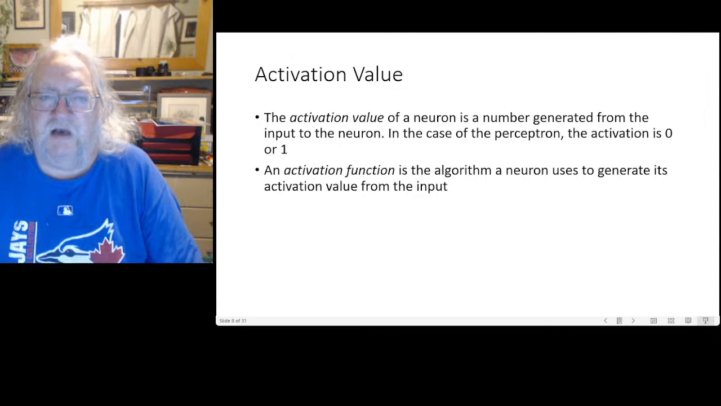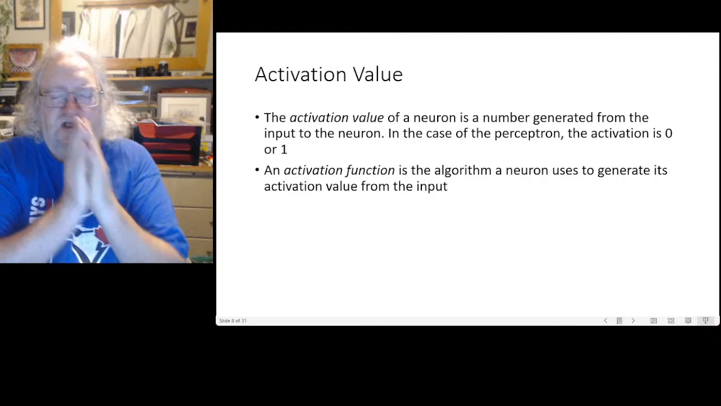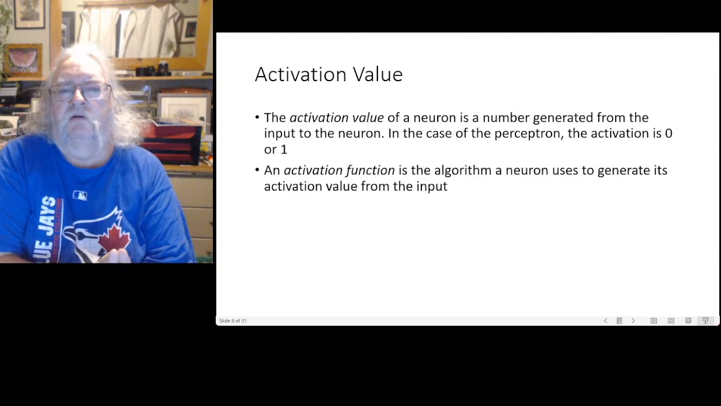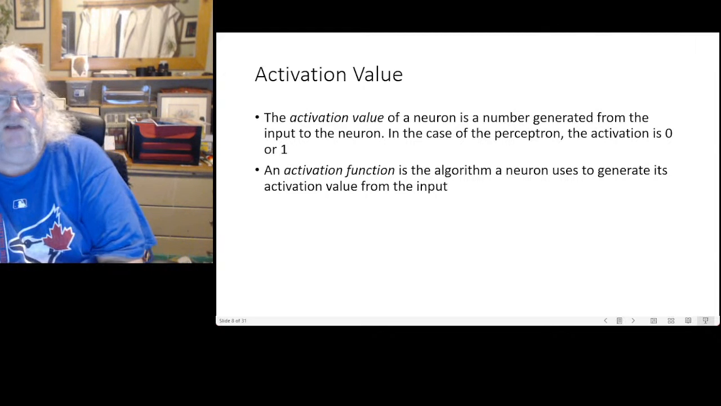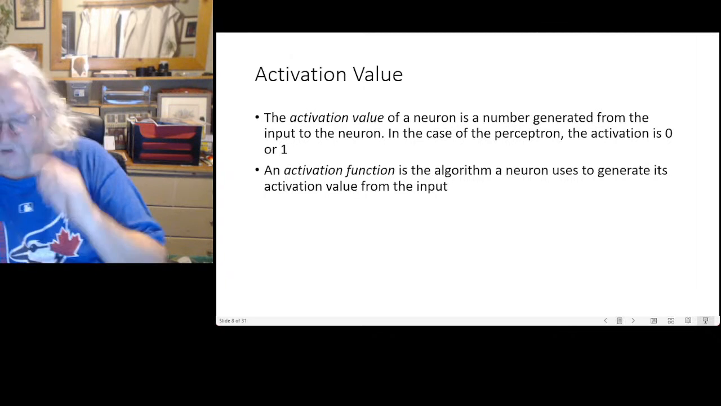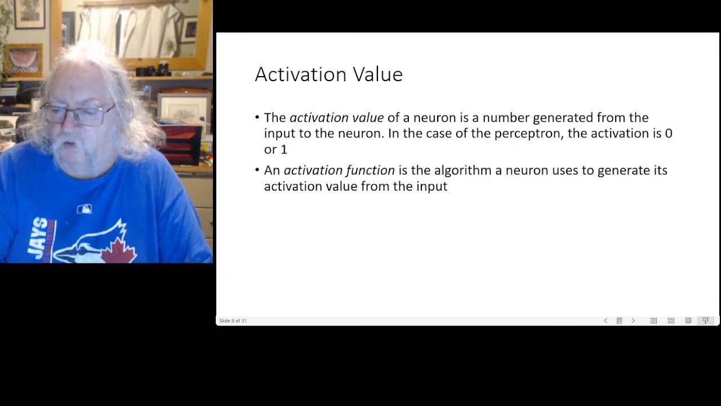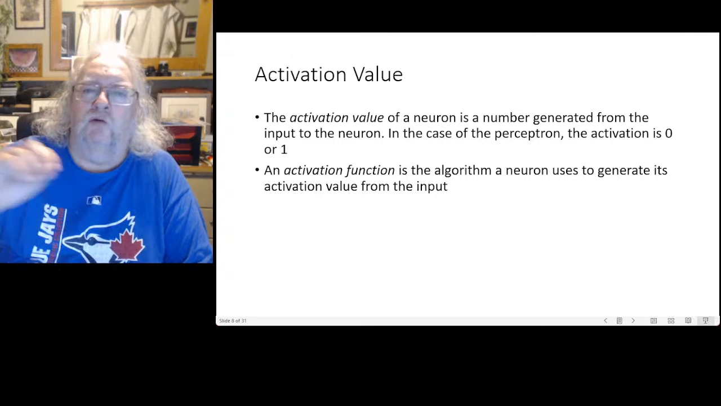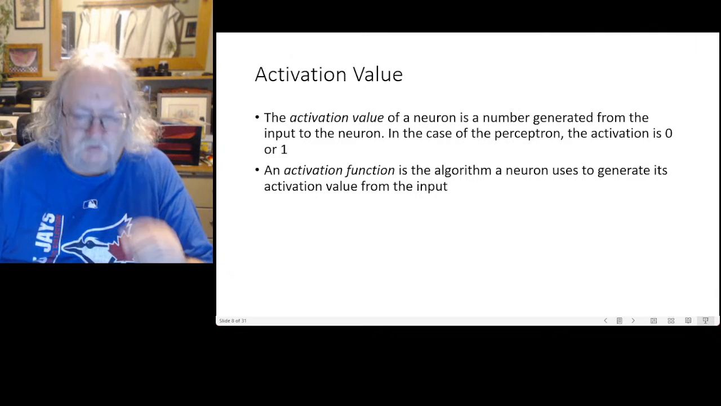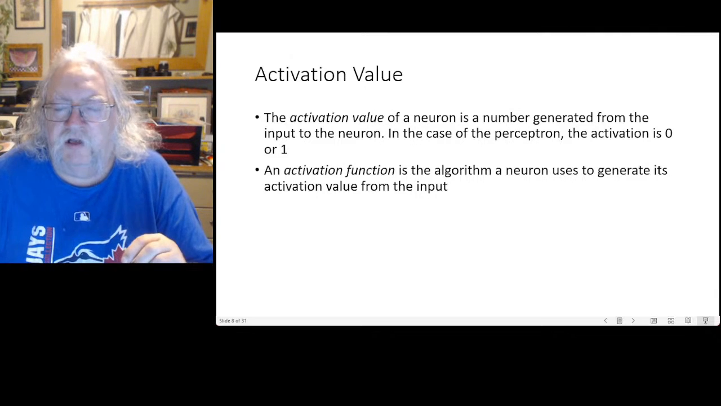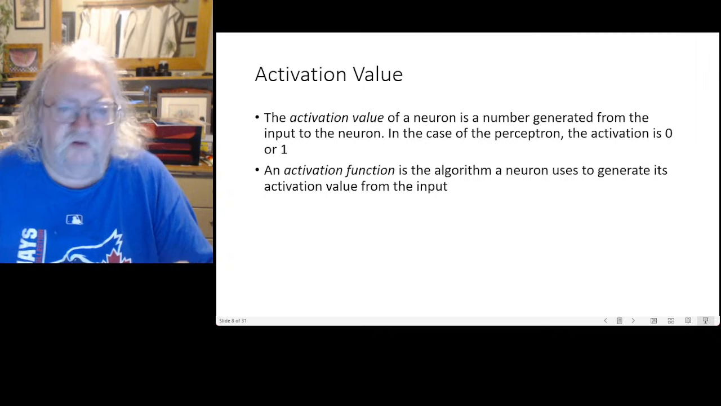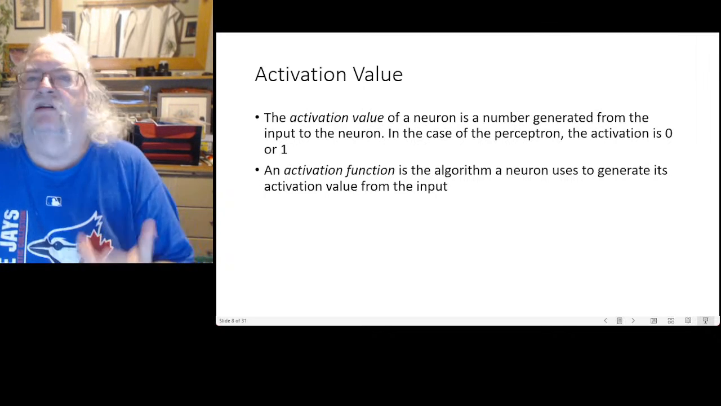So we have now the concepts of the input values, we have the bias, and then the idea of whether the neuron will output a 1 or a 0. So we call that number, the 1 or the 0, the activation value.